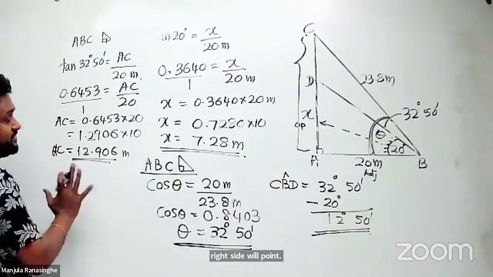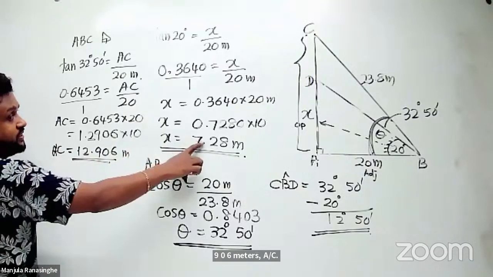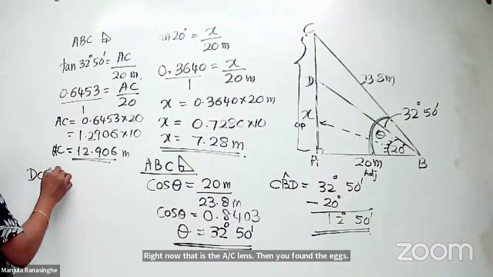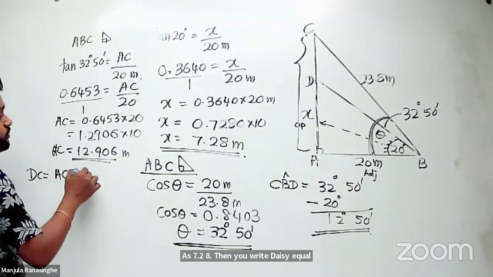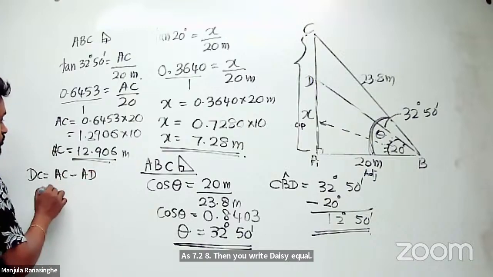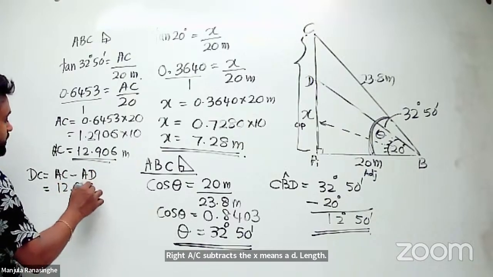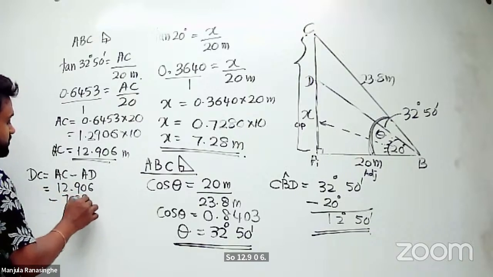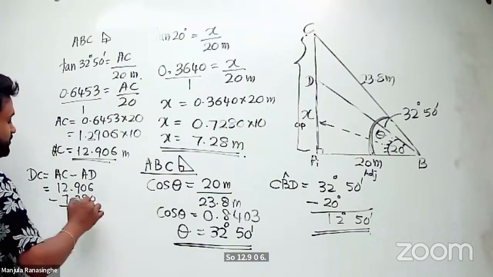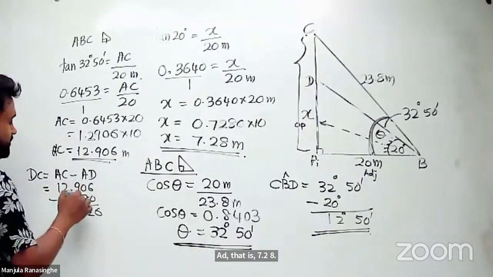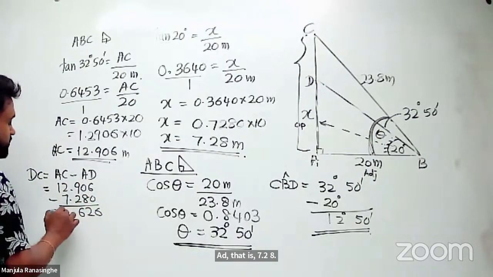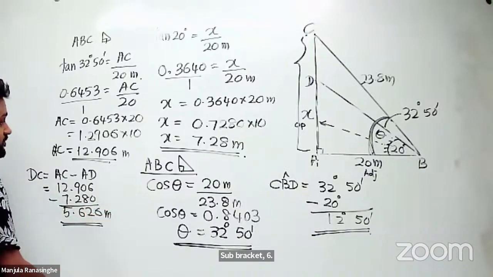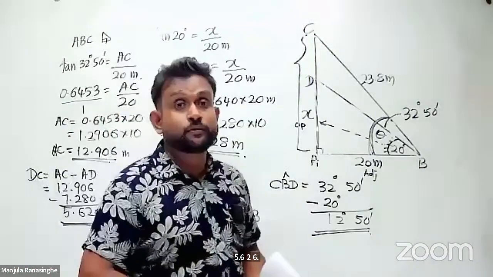Now that is the AC length. Then you found x as 7.28. Then you write DC equals AC subtract x, which is the AD length. So 12.906 subtract the AD length, that is 7.28, gives 5.626 meters. That is the CD length.